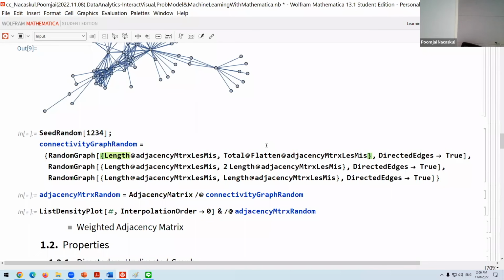Now, this is my condition. This is random, meaning connectivity is random. And the number of edges is equal to the total of the flattened matrix. When you flatten the matrix, it just becomes a string of numbers. You add them all up, what do you get? 254, right? So it's going to have the same number of edges as the data, but random. Now I create another one. So this is going to be 254, right?